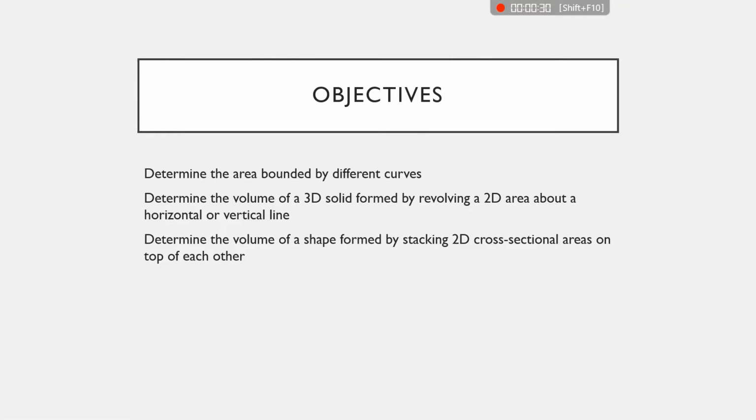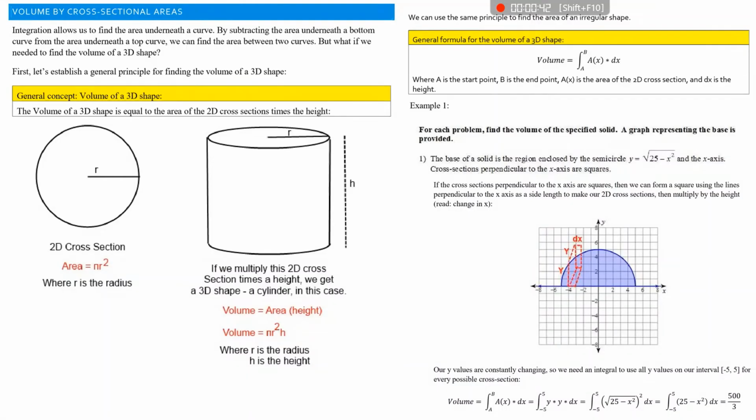So we're gonna go through really quickly all of our volume stuff. So that's disk and shell method and volume by cross sections. In the free response, we'll look at one part that has an area bounded by two curves as well. So for volume by cross-sectional areas, the general idea is we can form any 3D shape by stacking a bunch of 2D shapes on top of each other.